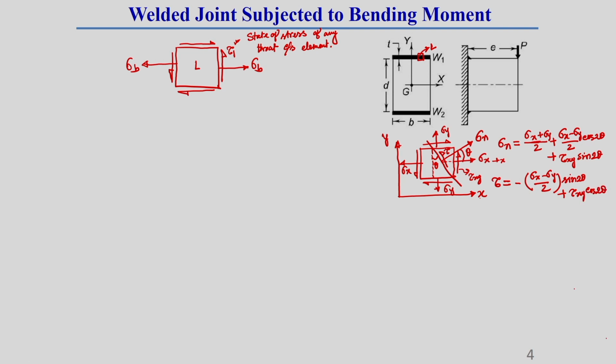Now, to find the maximum normal stress and maximum shear stress, what do we generally do? We set del sigma n by del theta equal to 0. This is used for maximum normal stress, for principal stress calculation. And for maximum shear stress calculation, we generally set del tau by del theta equal to 0. These are all very well familiar to you, so I am not going to derive all of this.